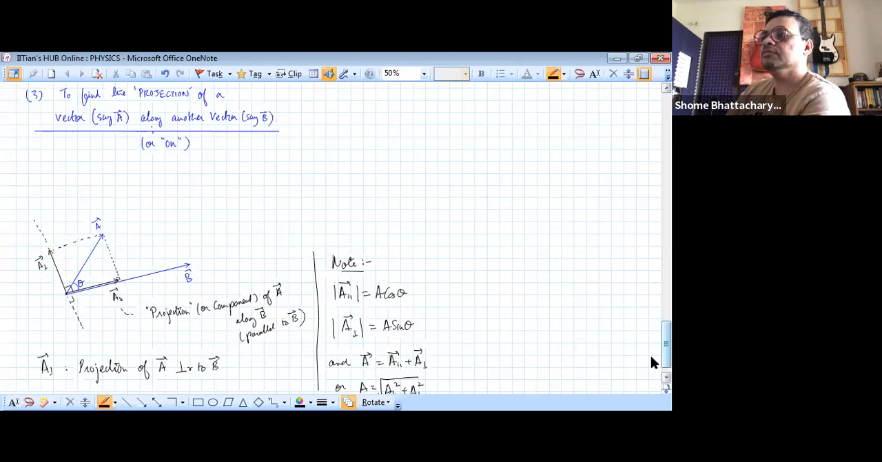Yeah, perpendicular we can find from cross product, but there's no necessity for that. We can just find it from this dot product only.